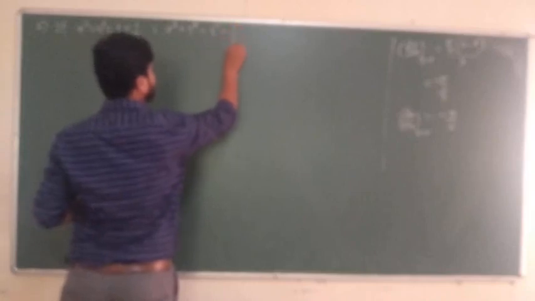If x square plus y square is equal to t plus 1 by t, and the second equation is x raised to 4 plus y raised to 4 is equal to t square plus 1 by t square, then show that x cube y into dy by dx is equal to 1. So let us solve this.